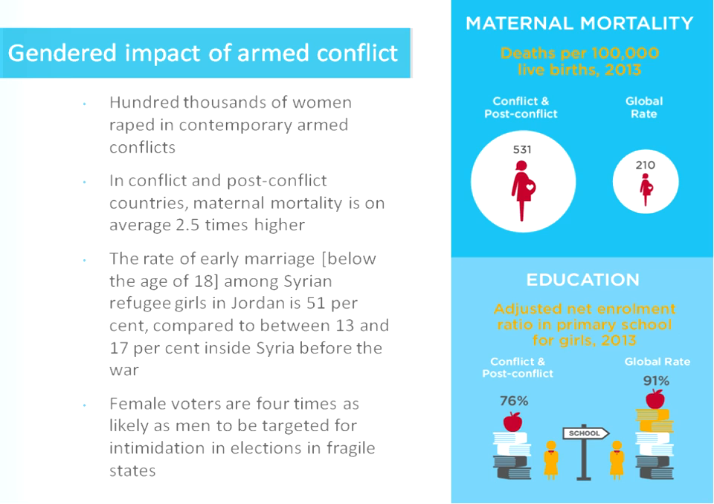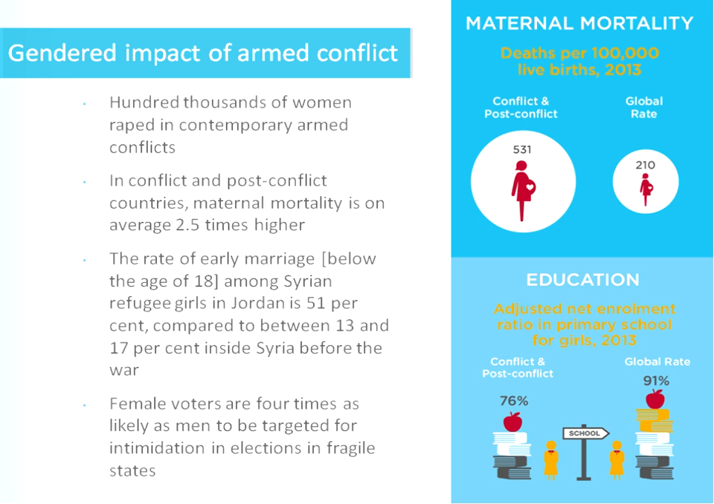include sexual and gender-based violence that affect to a large extent and are specifically targeted towards women, but also affect men in eventually a very different scope. Then we have forced migration that affects women and children in particular, but also issues such as maternal mortality that is on average 2 to 2.5 times higher in conflict and post-conflict.